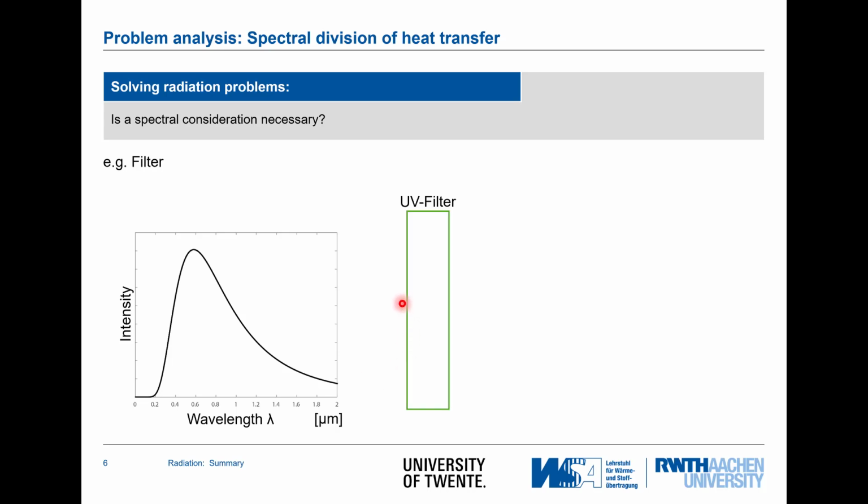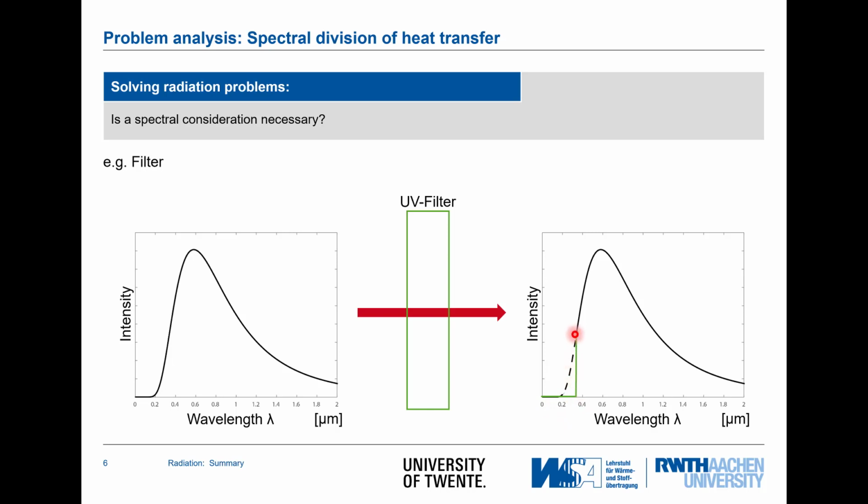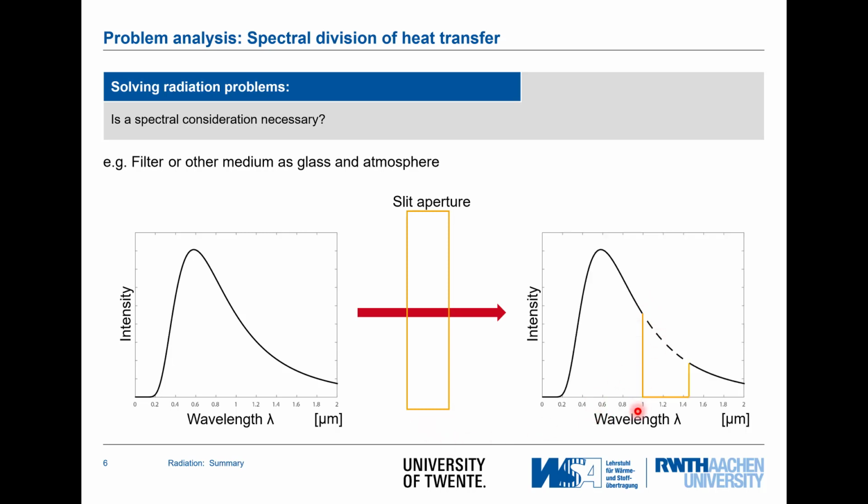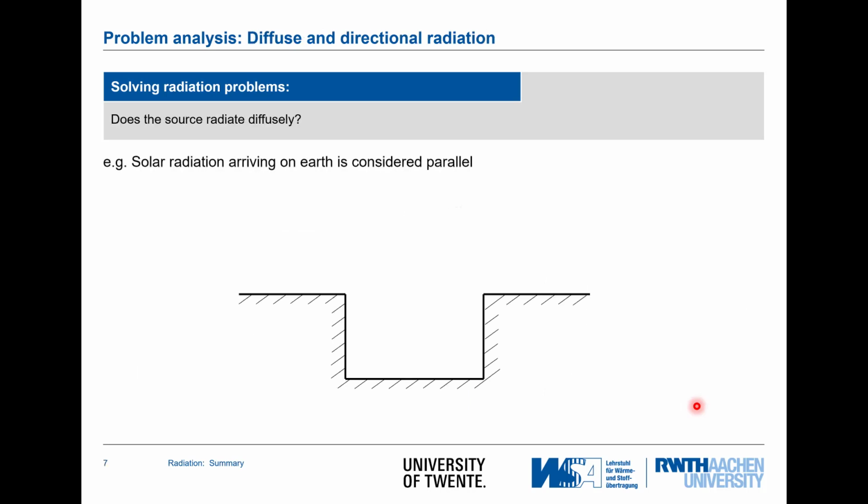If we use a filter, some short wavelength radiation may be missing, so we would only consider it up above a certain wavelength. We could use a slit or something that is cutting out something in the middle, to have, let's say, the band between 1 and 1.45 micrometer cut off. So that's something we need to consider.